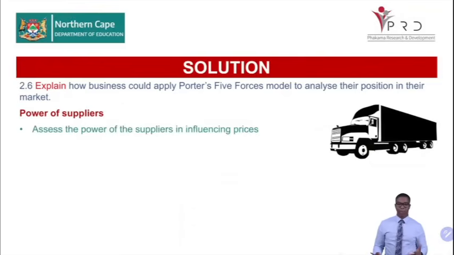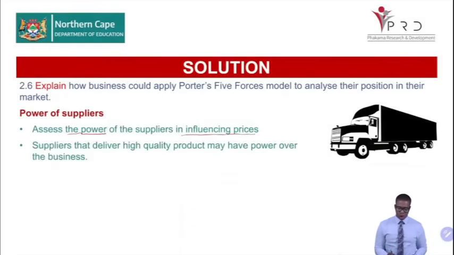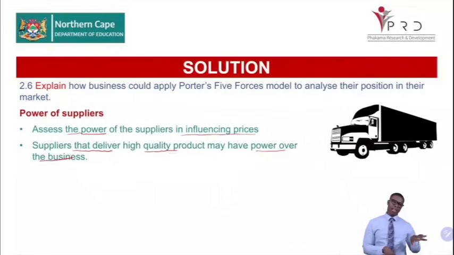Louisa will have to check the power of the supplier, by assessing the power of the supplier in influencing the price. That's number one. Number two, Louisa will have to check what? Suppliers that deliver high quality products may have power over the business. So this is to say, if a supplier who is supplying your business has a quality product or quality raw material, they might be in a position to have more power than your business, because without their quality raw material, you are not able to produce a quality product as well. So they have more power because of that.